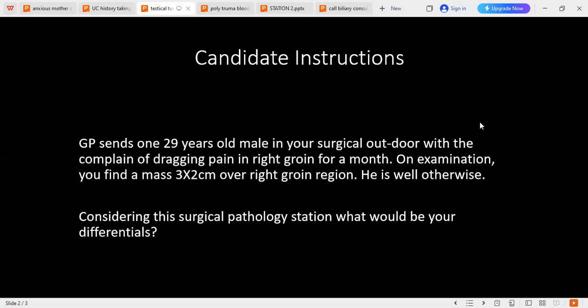Please define the terminology cryptorchidism. Cryptorchidism is partial or complete failure of descent of the testis from the abdomen to the scrotum, and it may lead to testicular dysfunction or increase the risk of testicular tumor. What are the causes for this condition?